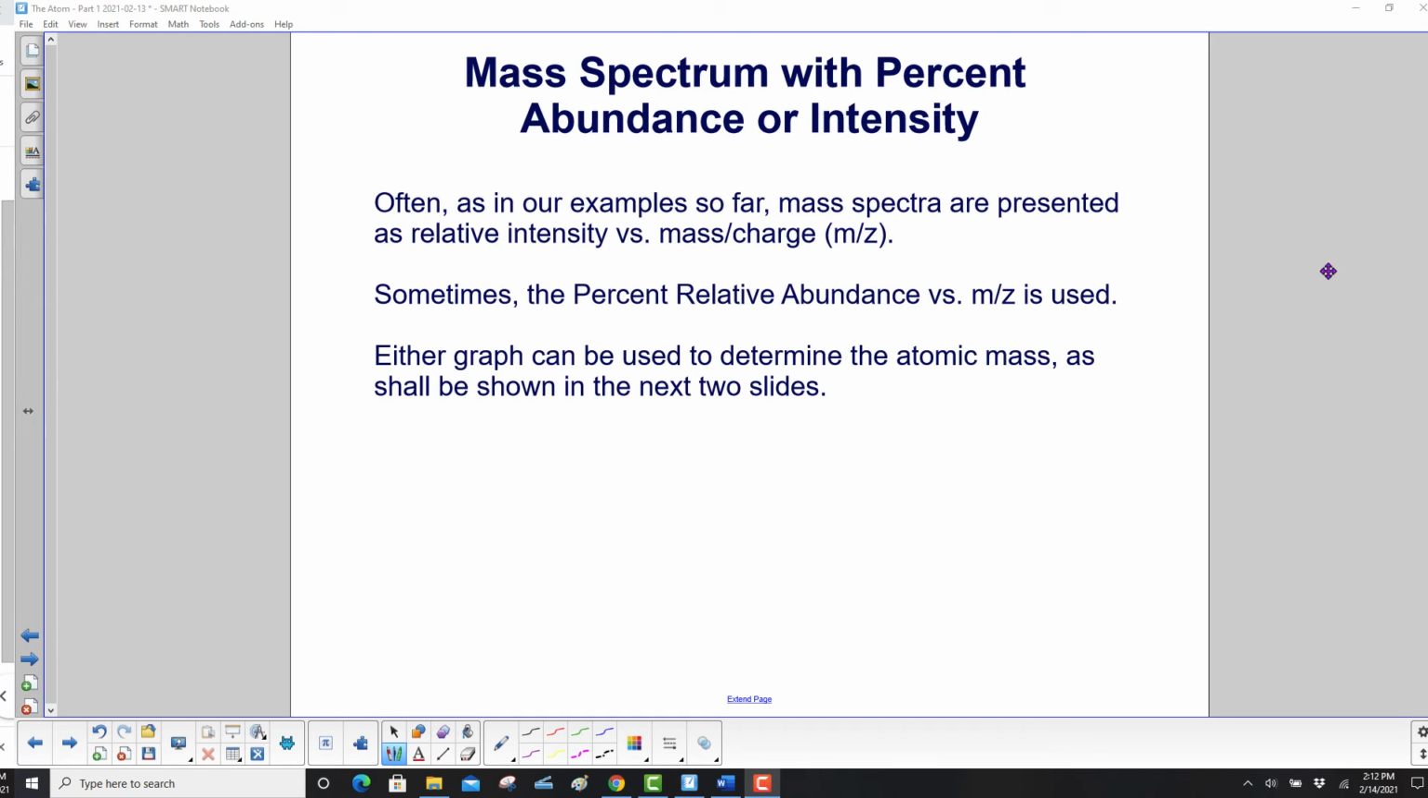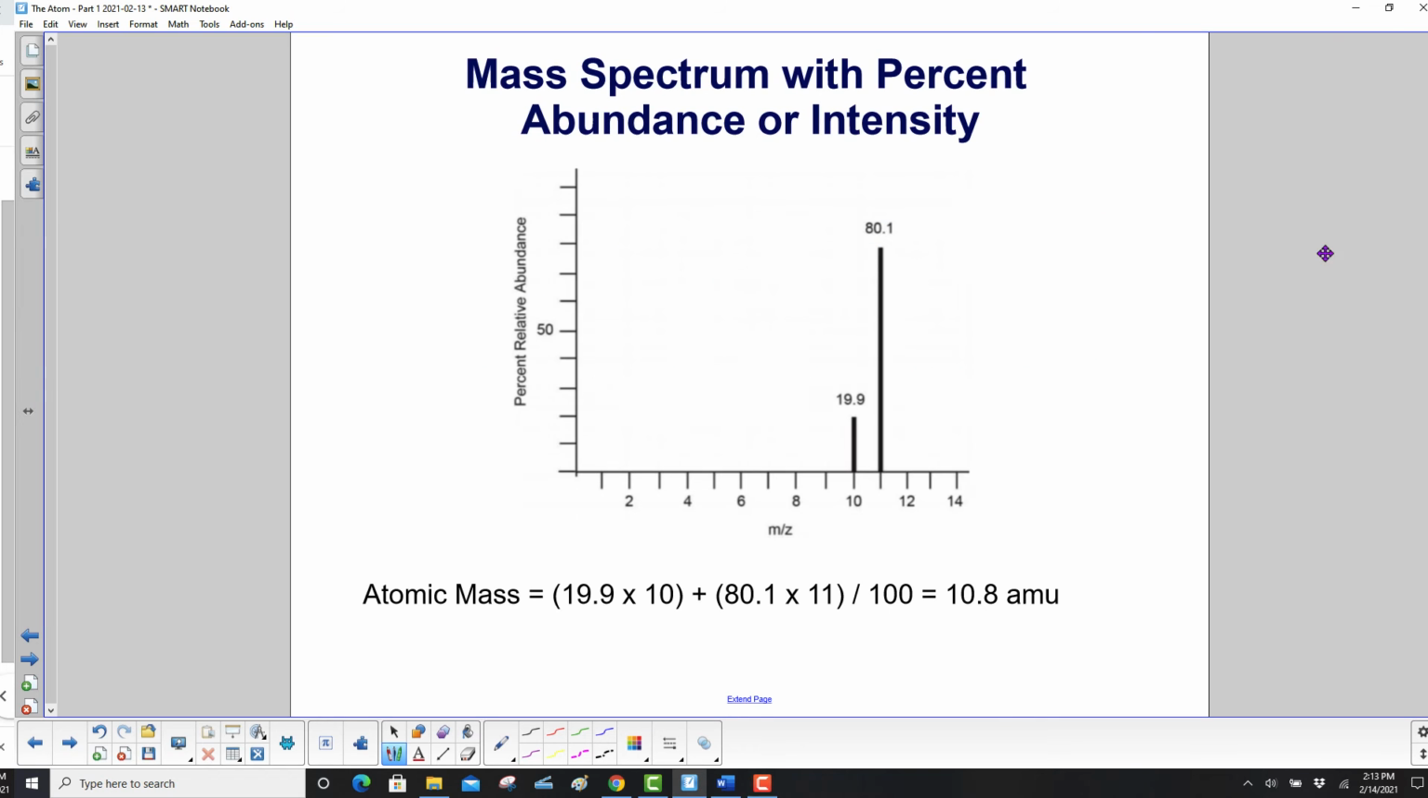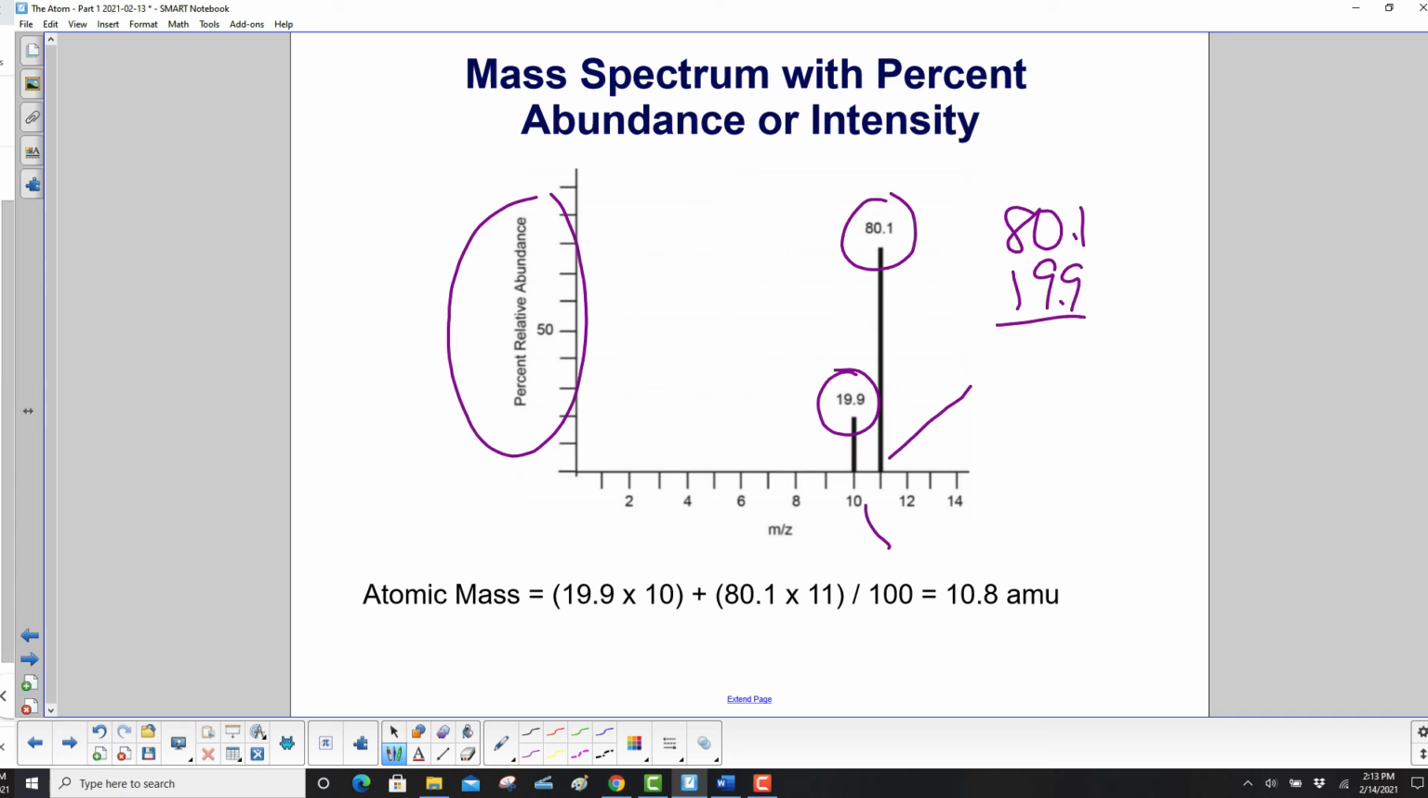Often, as in our example so far, the mass spectra are presented as relative intensity versus mass divided by charge, m over z. Sometimes a percent relative abundance versus m over z is used. Either graph can be used to determine the atomic mass, as shall be shown in the next couple of slides. Here we have the percent relative abundance, and we have two peaks. One is at 10 m over z, the other is at 11. Here's their percent relative abundance, and you'll see that they add up to 100%, which is good.